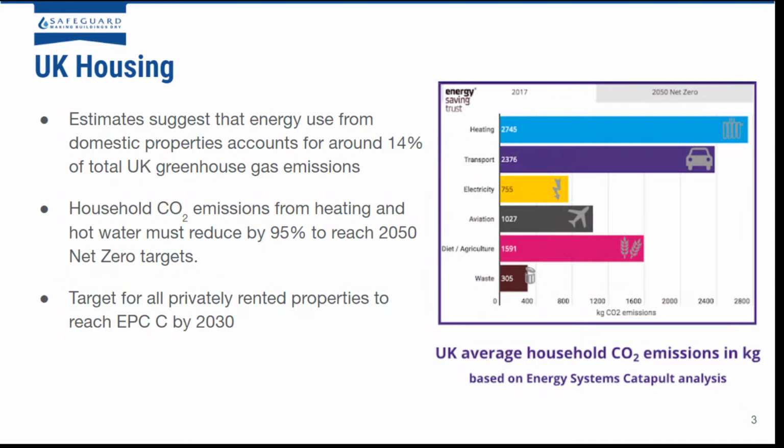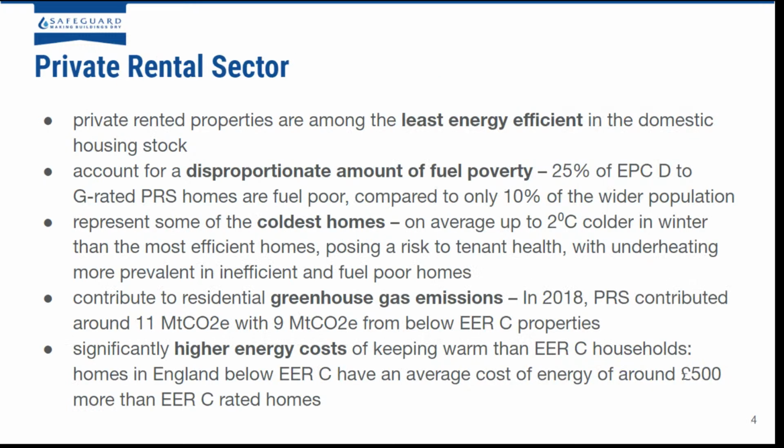Okay, so why do we need to insulate? So the UK housing estimates suggest that energy use from domestic properties accounts for around 14 or 15% of total UK greenhouse gas emissions. So basically those household CO2 emissions from heating and hot water need to be reduced by 95% to reach our 2050 net zero targets. And there's a new target for all privately rented properties to reach an EPC of C grade by 2030.